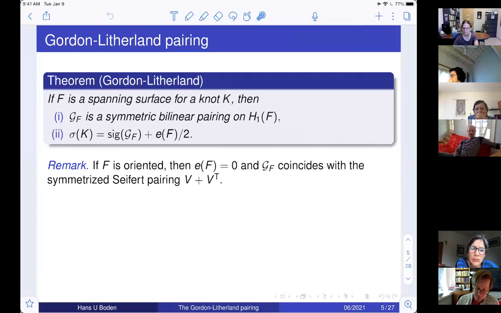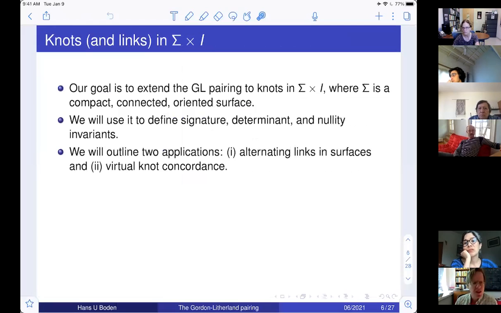And they showed that if you take a spanning surface for the knot, then this pairing is a symmetric bilinear pairing on the first homology of the surface. And you recover the signature when you add to the signature of the Gordon-Litherland pairing the correction term, the Euler number of F divided by 2. And then a simple observation here is that if you had started with an oriented surface, then the correction term vanishes, and the Gordon-Litherland pairing coincides with the symmetrized Seifert pairing. So that's the situation that was known circa 1978.